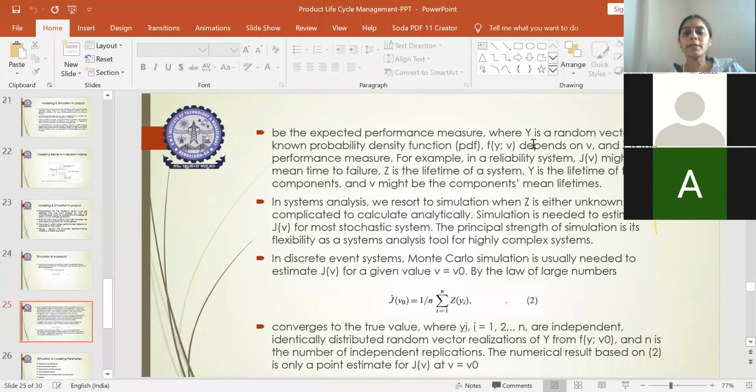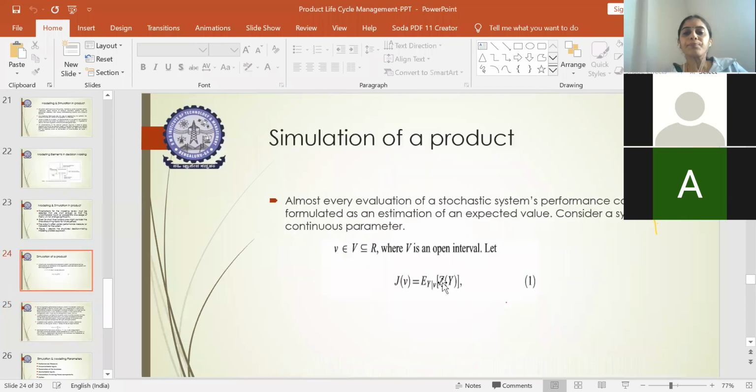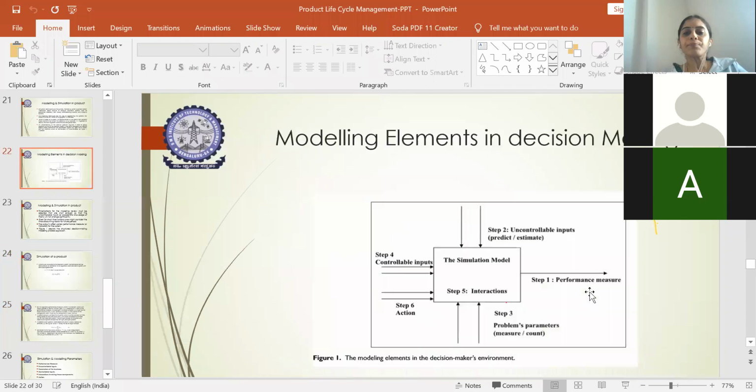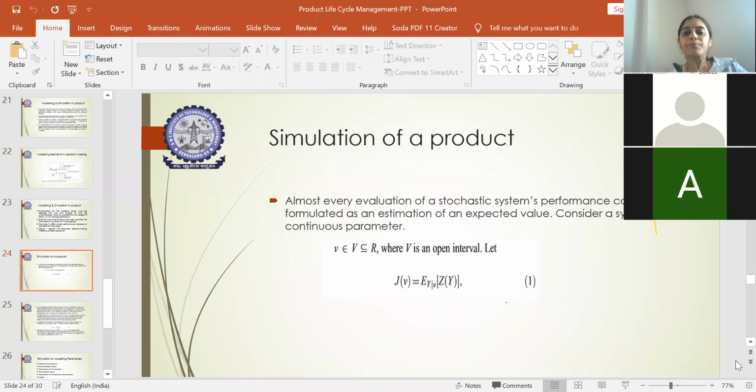So here y will be considered as a random vector. All the random variable vectors will be considered as y, and it has a probability density function, f of y comma small v, which depends upon v, and Z is the performance measurement. So here Z will provide you the performance measurement. The performance measurement we were dealing with here will be taken from that value. Performance measurement will be referred to by the letter Z.